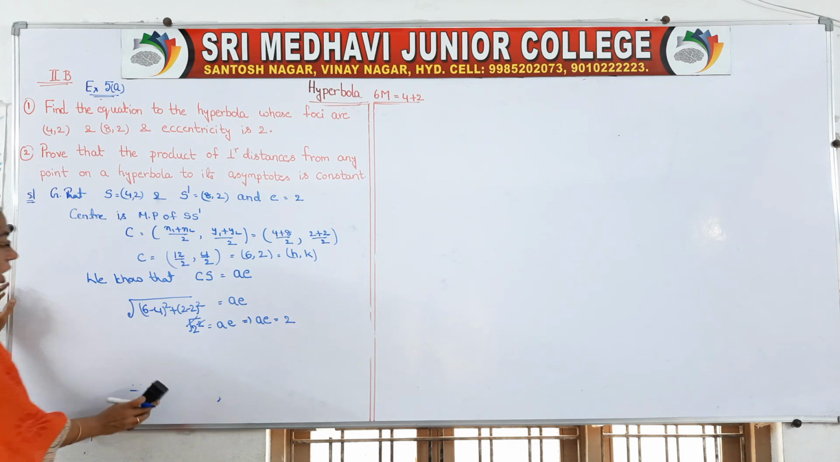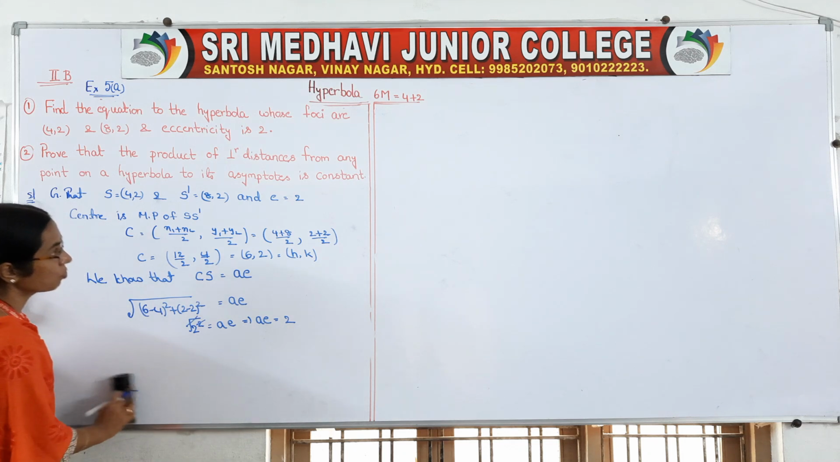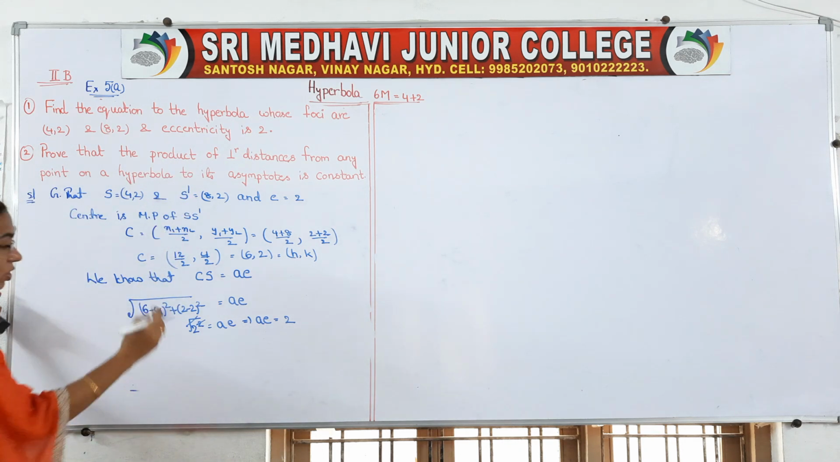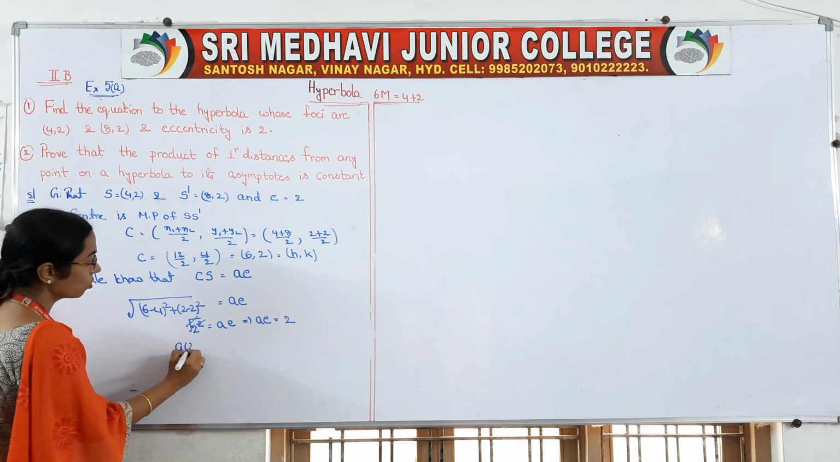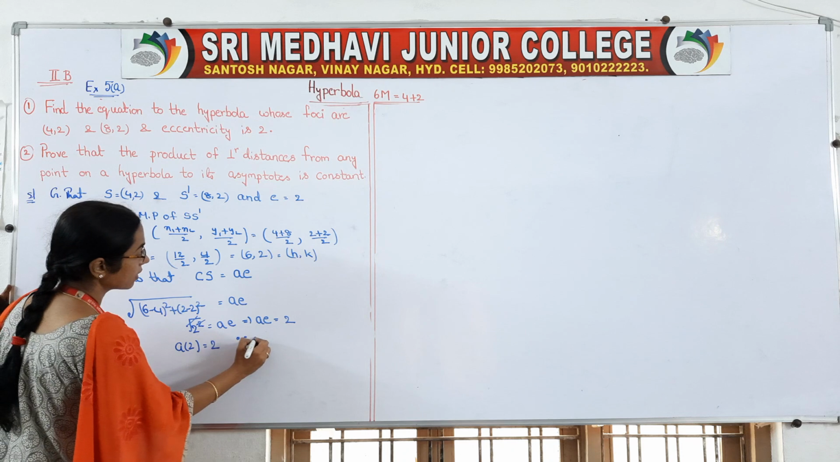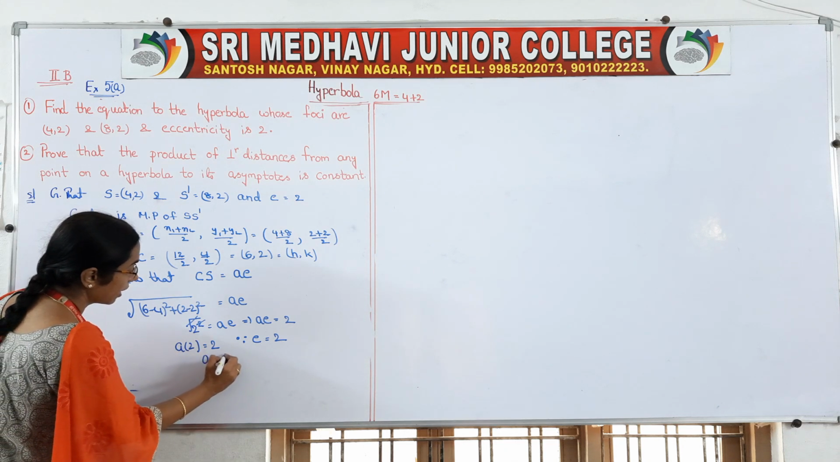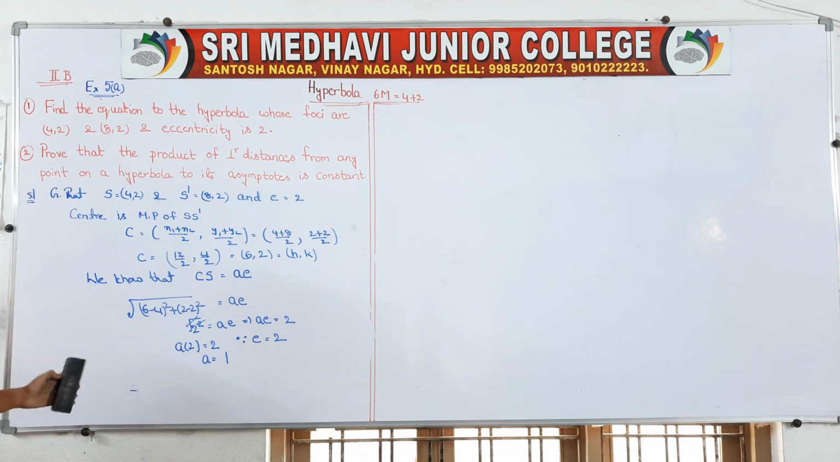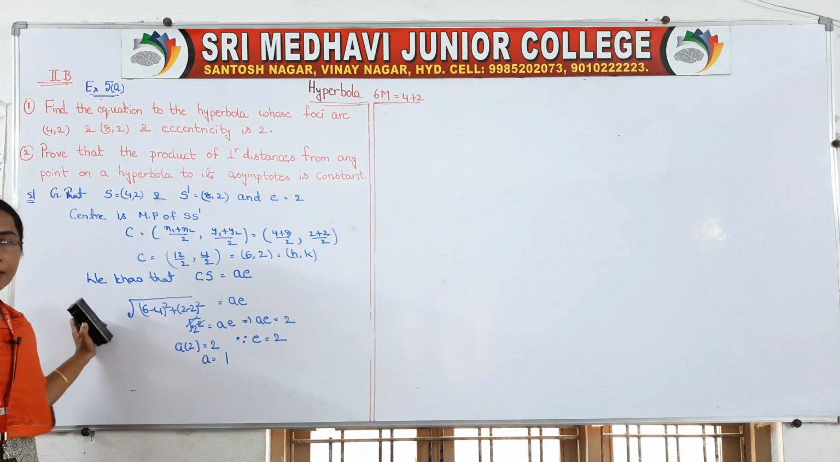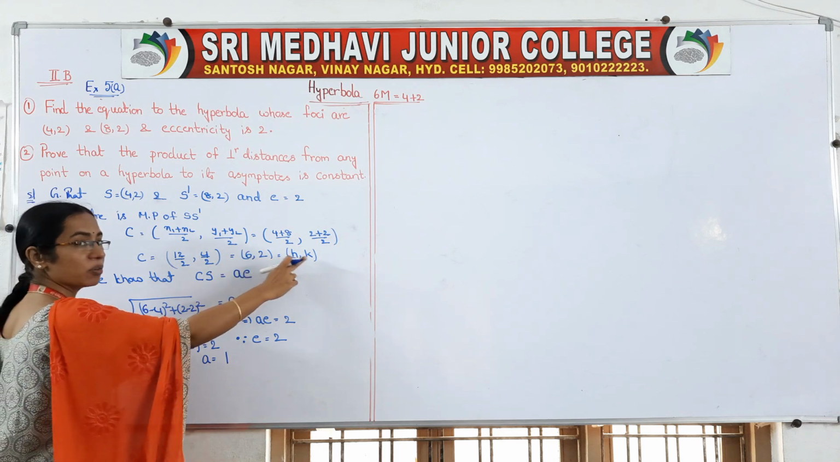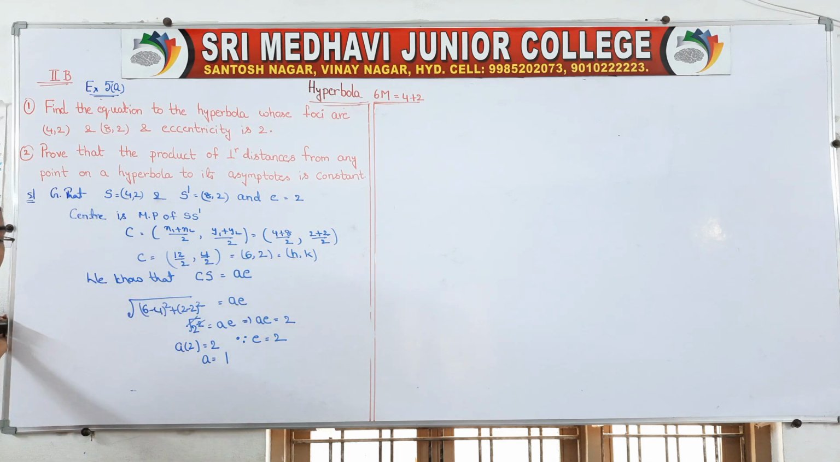Now how will we find the a value? In the question it is given that the e value is equal to 2. So substitute: a into 2 is equal to 2. The 2 cancels, so your a is equal to 1. To write the hyperbola equation we need the h value, k value, a value and b value. We got the h, k and a values. Now we want the b value.